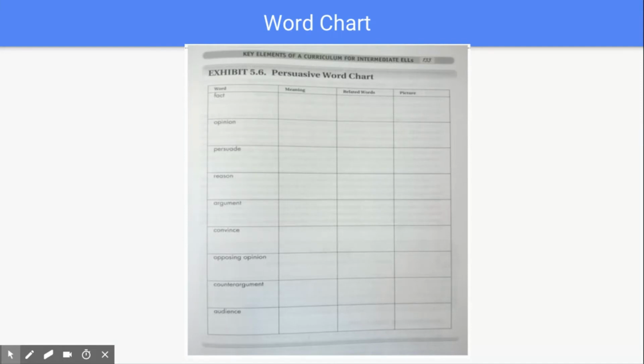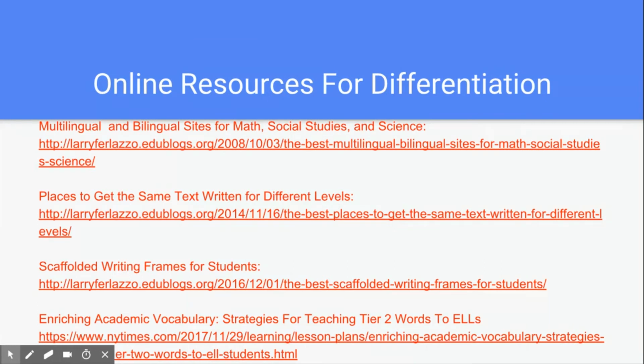Here's an example of pre-teaching academic vocabulary, a word chart, where they write the meaning, related words, and a picture. Students can also write the meaning in their home language. And here are some links to some of the resources I mentioned, but I'll provide one link near the end to get to all of them.